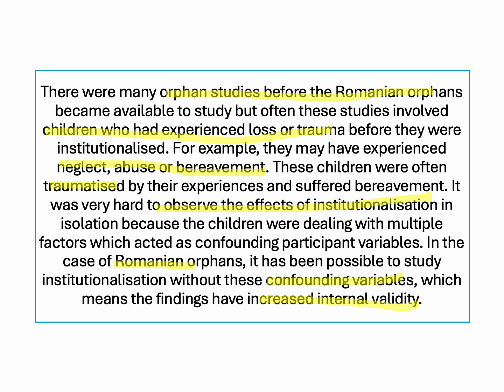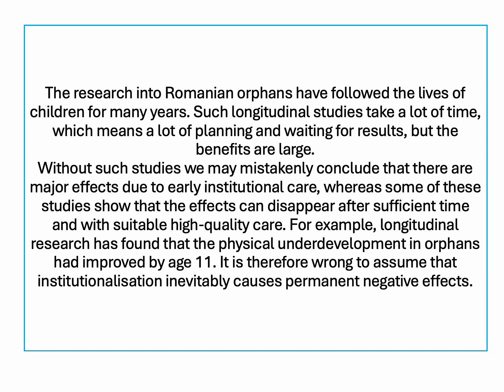I'm going to look at 2 more evaluation points, but remember only 3 are needed for a 16 marker as long as you are able to explain them in detail. So the research into Romanian orphans was longitudinal, so it followed them for a long period of time, which is very useful because otherwise it might have led to mistaken conclusions, such as that the effects are long-lasting, inevitable and permanent, whereas actually studying them across their lifespan has allowed things to be identified, such as the physical underdevelopment and the malnourishment effects improving by the time the children were 11. So longitudinal research is highly beneficial.